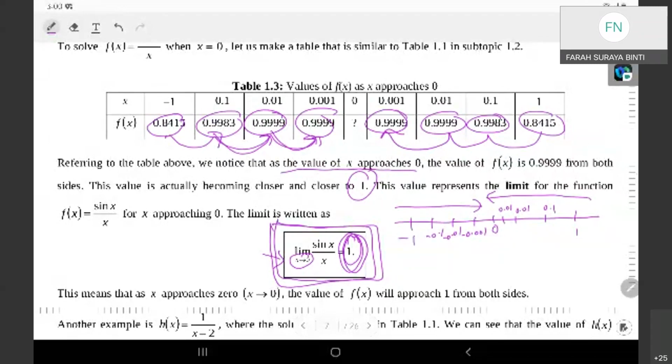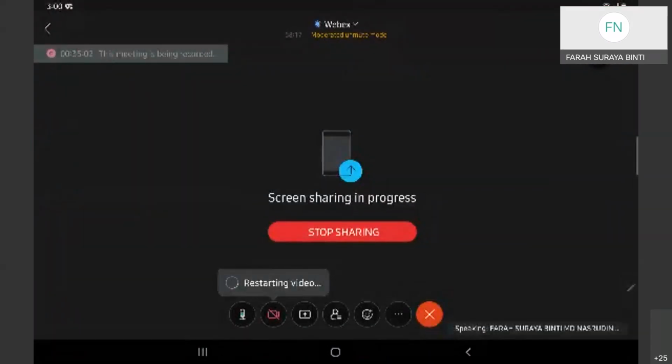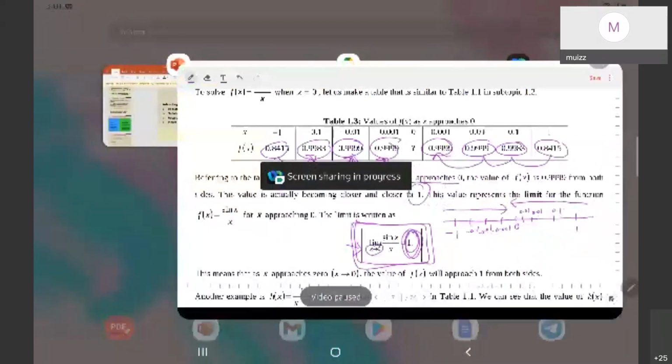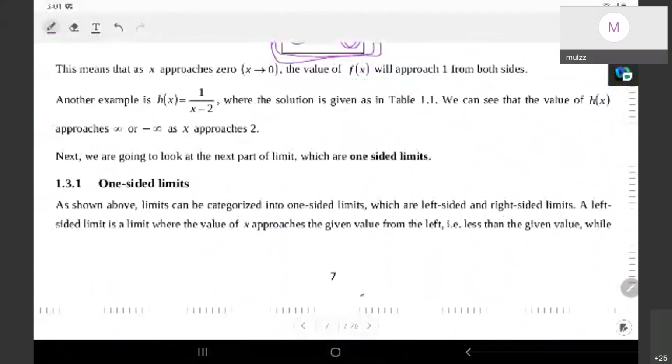Okay, faham tak? Faham tak you all? Faham je. Ada yang nak? Okay. Okay, itu maksud limit.